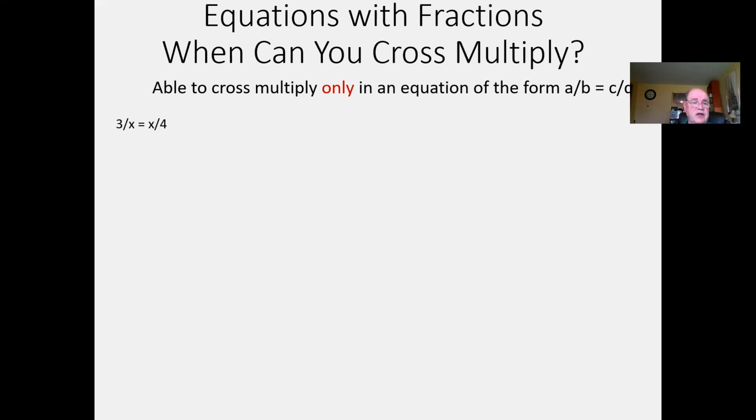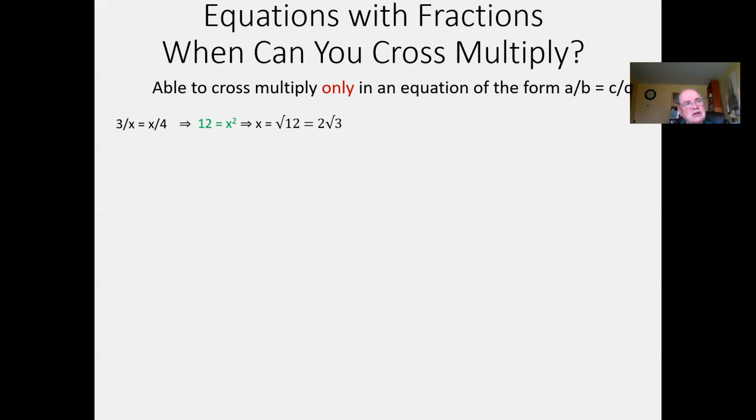Let's see an example. 3 over x is equal to x over 4. We can cross multiply, right? We can multiply the 4 times the 3 is equal to the x times the x, right? I'm multiplying across. So I get 12 is equal to x squared, and I can go ahead and take the square root of both sides.